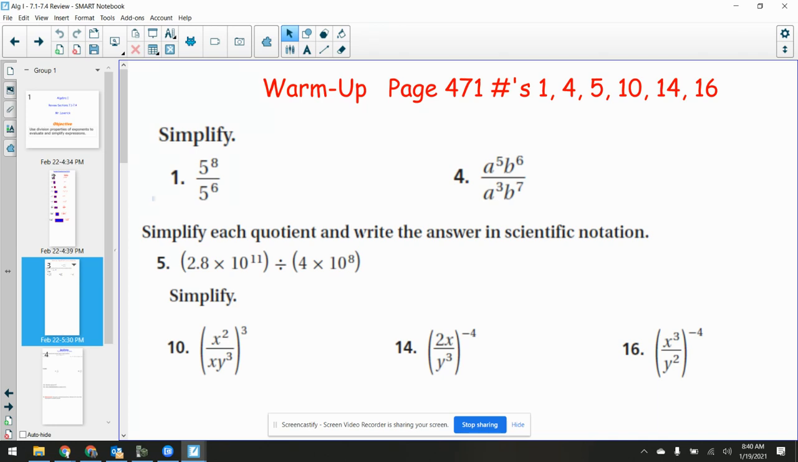Warm-ups on the board here. Again, if you're following along at home, make sure that you do this warm-up. Pause the video right now, do the warm-up, and then play it whenever you're ready to get the answers. All right. How did we do on this stuff? How are we feeling on this stuff? We feel okay? Yeah. All right?